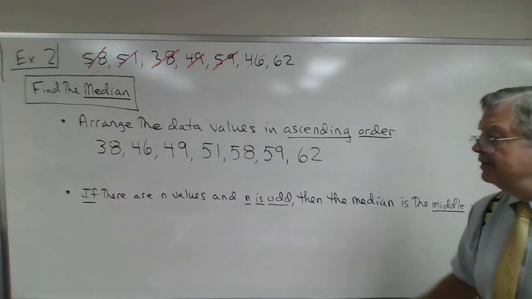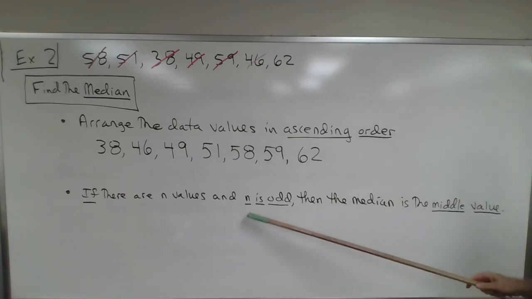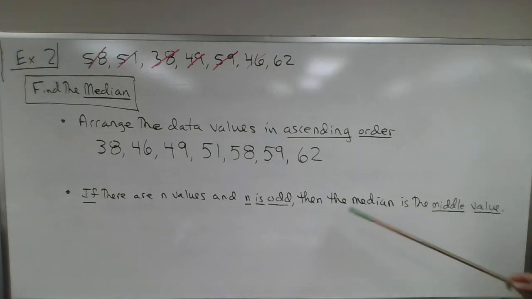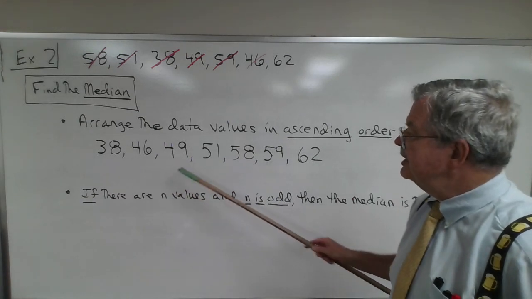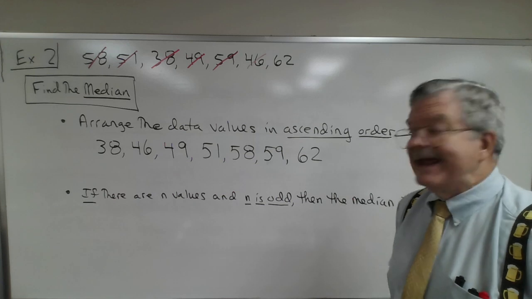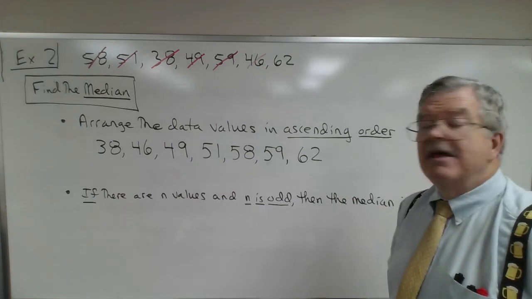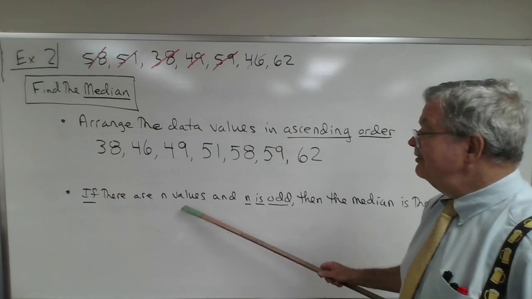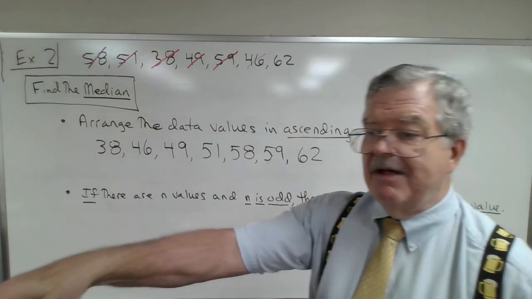And here's the rule of thumb. If there are n values and n is odd, then the median is the middle value. Let's see, how many values do we have? 1, 2, 3, 4, 5, 6, 7. There are n equals 7 values. So the number of values is odd, which means that the median is going to be the middle value.